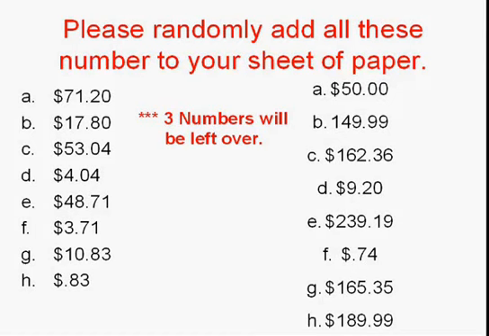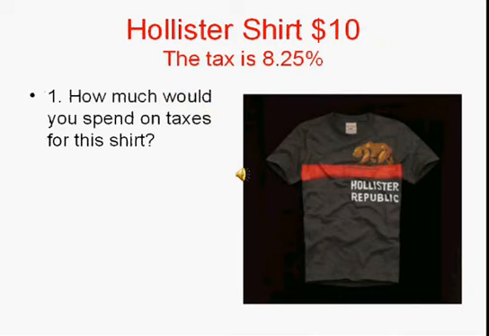So I need you to add all these numbers to a sheet of paper. Go ahead and press pause while you put these on your paper. Okay, at the end of this, you're going to have 3 numbers left over. So I'm going to be giving you some problems to solve. You're going to be using tax rate and discount. And this answer choice bank is like a huge multiple choice bank. There's going to be 3 numbers left over though, so you're going to be crossing them out as you get them.